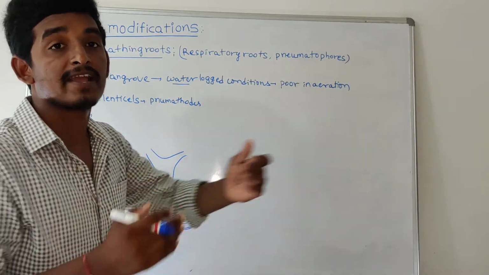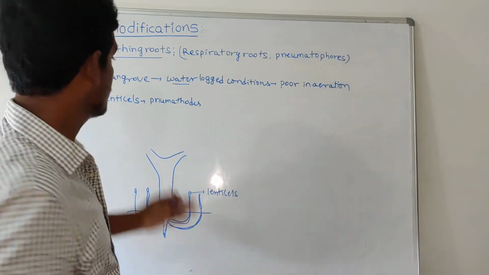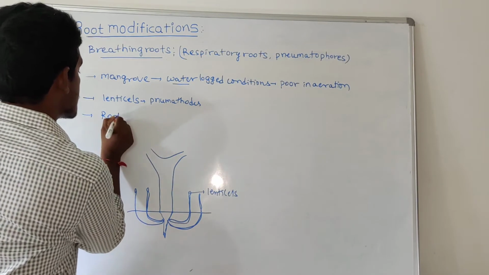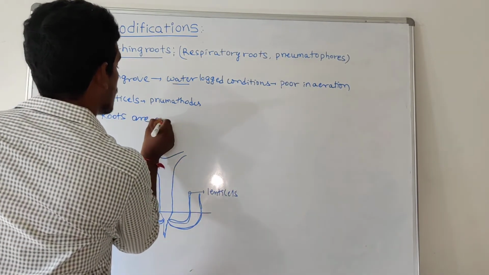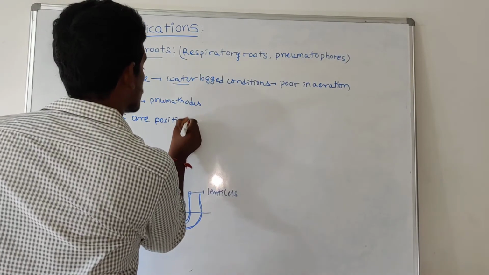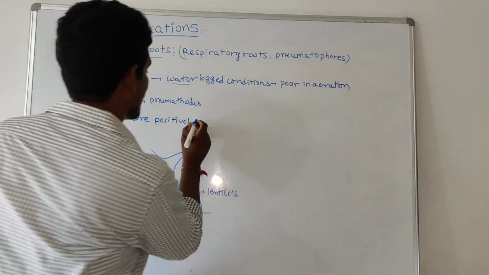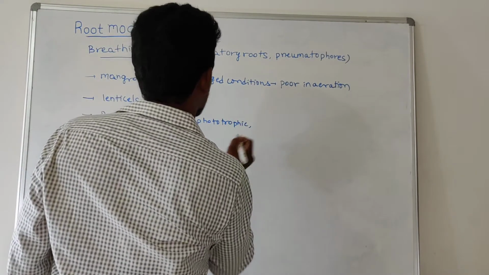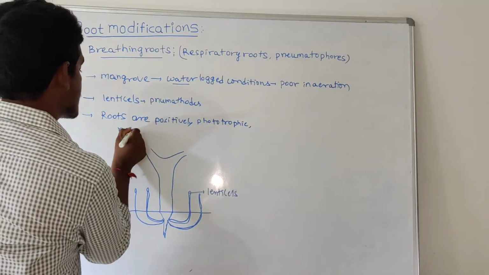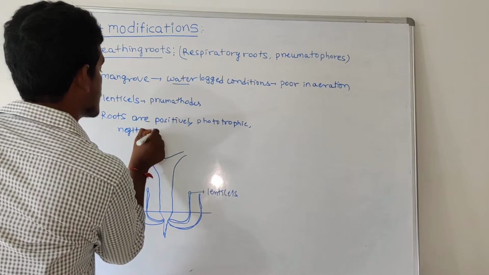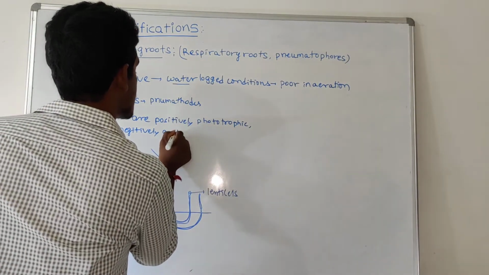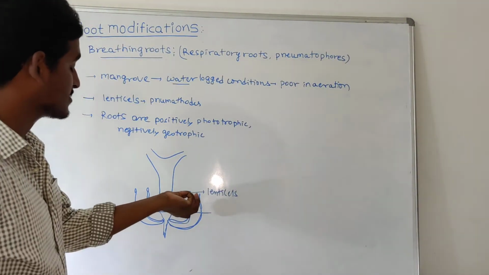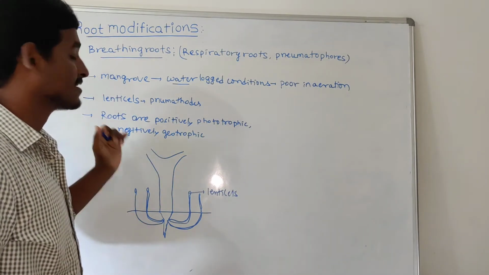Generally roots are positively geotropic and negatively phototropic. But here in breathing roots, the roots are positively phototropic, which means towards the light, and negatively geotropic. With the help of these structures, it can easily perform the respiration process.